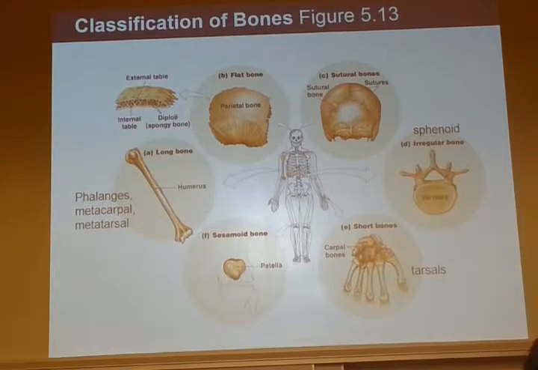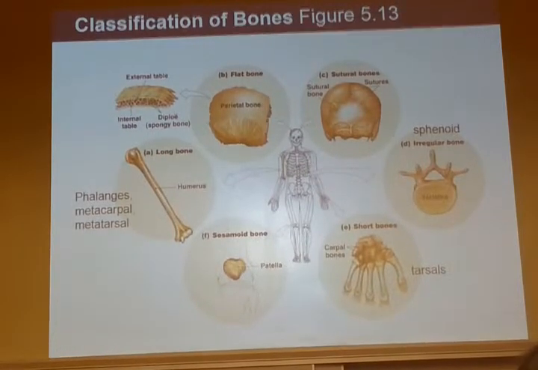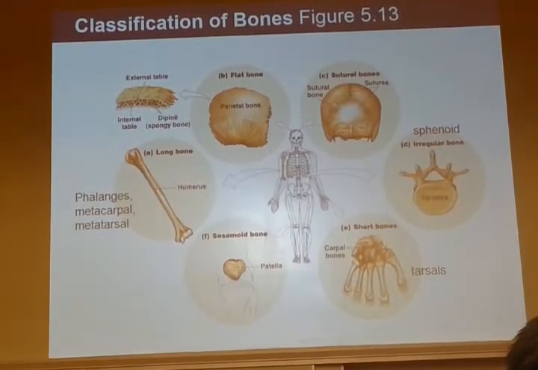Irregular bones, they're going all different directions, all different shapes. Vertebra, that's an irregular bone. Sphenoid bone in the skull, that's irregular. Your scapula would be an irregular bone. So there's a lot of different examples.